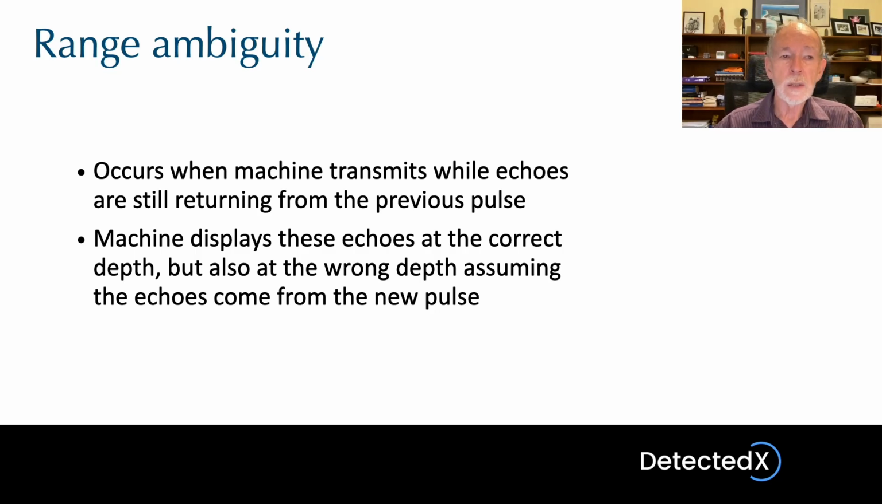And the last of our depth-related artifacts is range ambiguity. This occurs if the machine transmits while it is still receiving echoes from the previous transmit pulse. So if it does that, then there will be echoes from the previous pulse mixing with echoes from the new pulse, and the machine will be unable to correctly determine the depth the echoes are coming from. And so there's basically an ambiguity about whether the echoes have come from the new transmit pulse or the old transmit pulse. Let me show you a diagram.